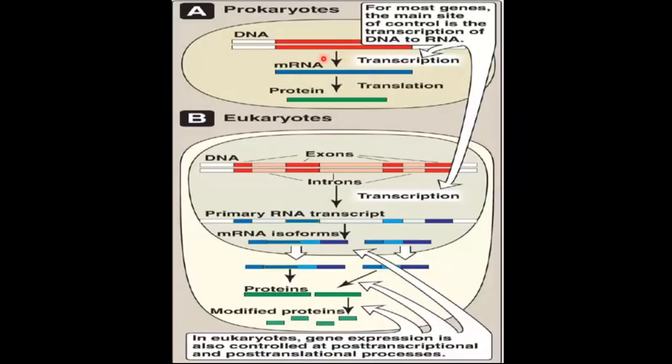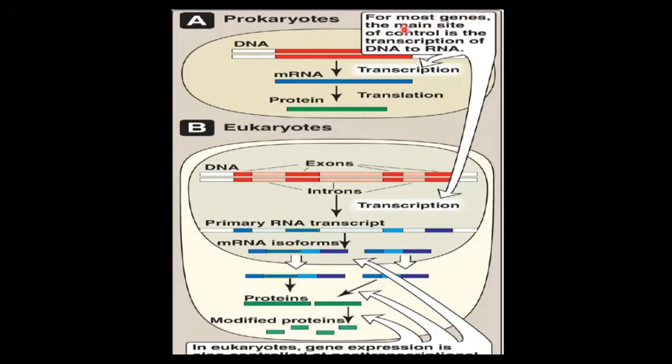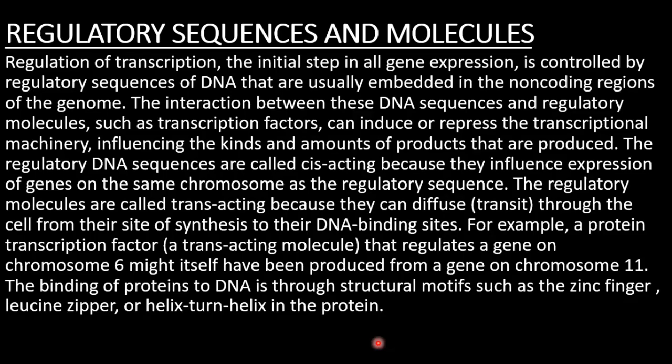This is what I was saying. Transcription is the main site of control. So for most genes, the main site of control is the transcription of DNA to RNA, okay? But in eukaryotes, gene expression is also controlled at post-transcriptional and post-translational processes.